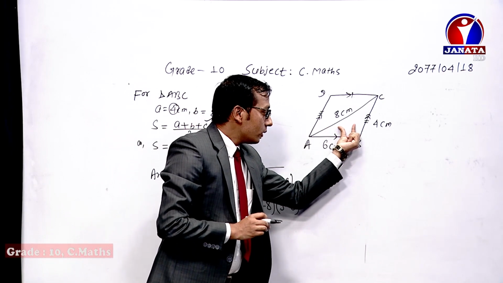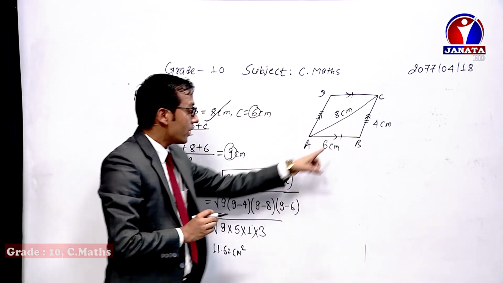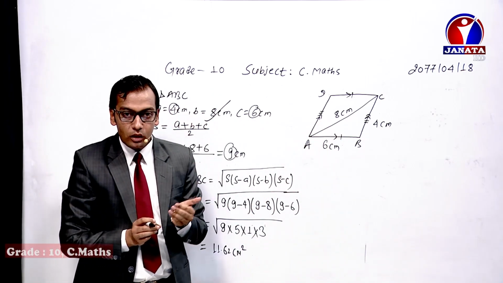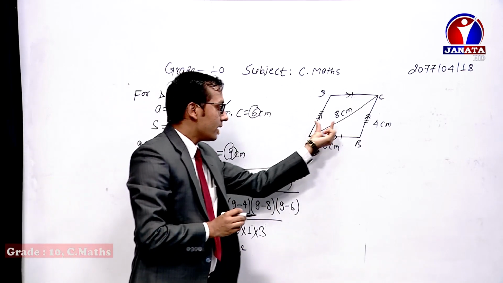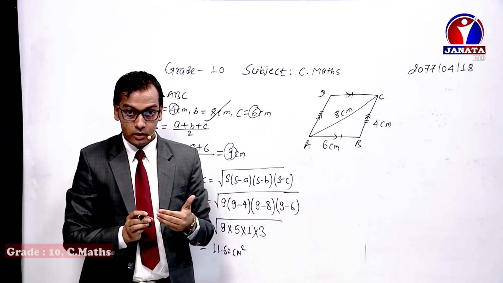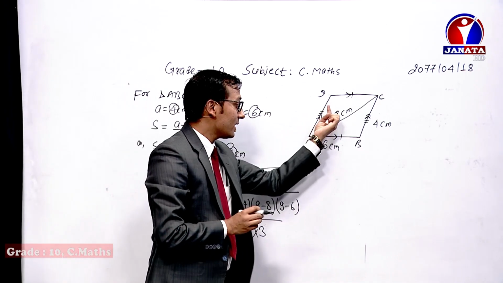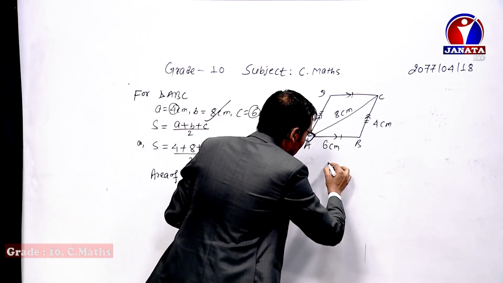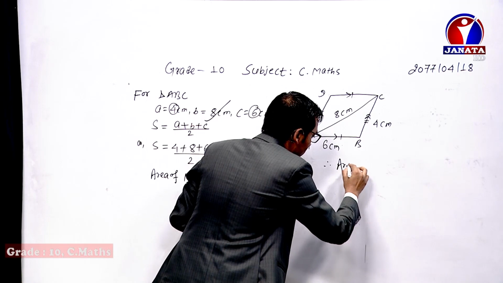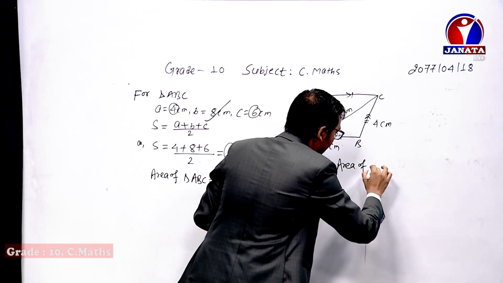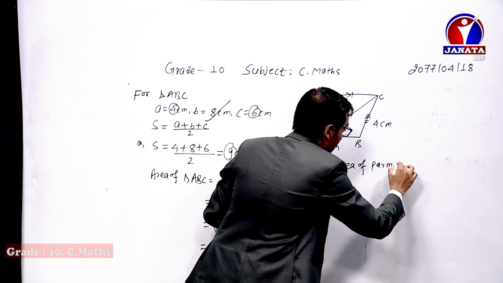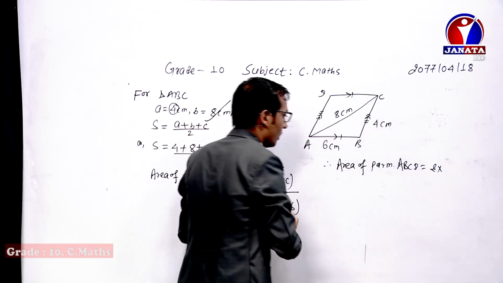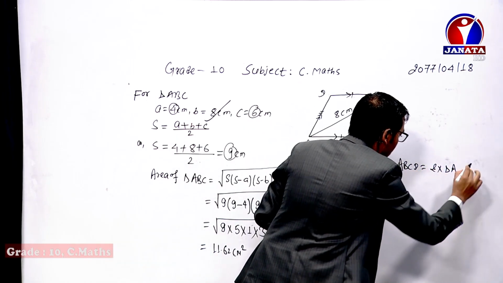Okay, if the area of this lower triangle is 11.62 centimeter square, obviously according to the feature of a parallelogram, diagonal AC bisects or divides ABCD into two equal parts. So what will be the area of the upper triangle ACD? It's the same. So therefore the area of parallelogram ABCD is twice the area of triangle ABC.